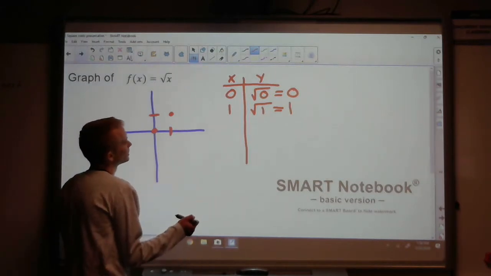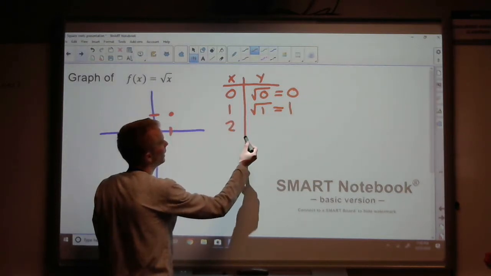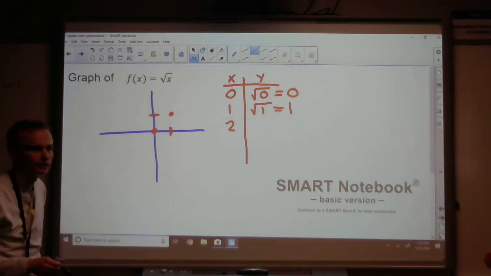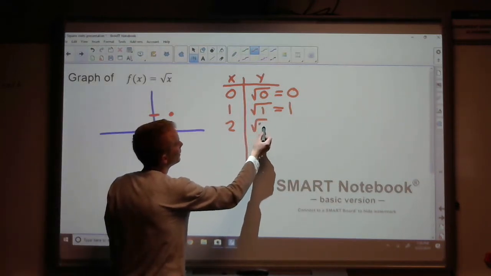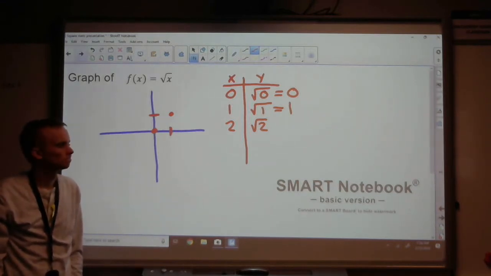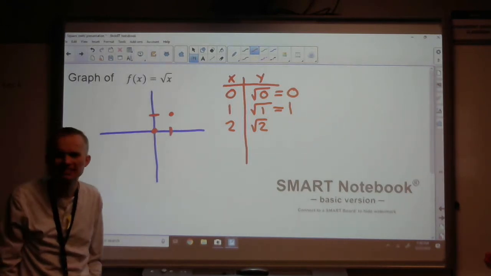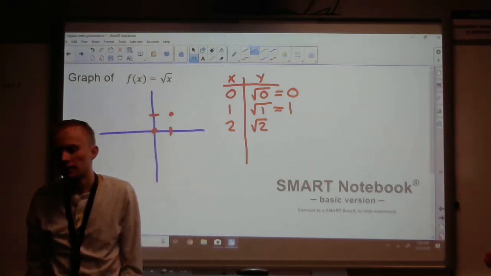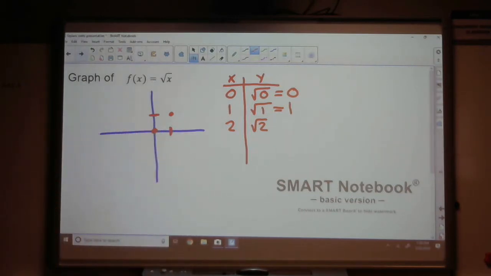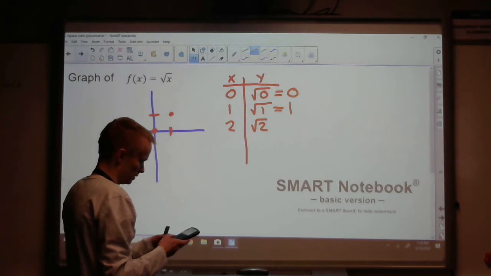Let's do something else. Let's do maybe 2. Okay? So let's plug in 2 into this. What happens when I plug 2 in? I get the square root of 2, which maybe is not the best thing to plug in, right? Because the square root of 2 is a nasty number. In fact, let me throw it in the calculator here so that we remember what this is. We'll do the square root of 2.